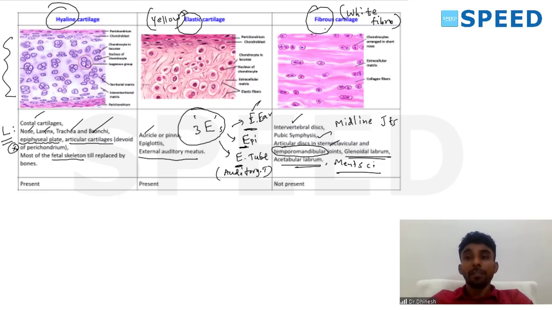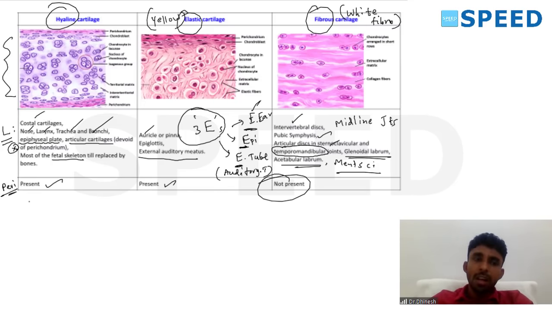All are made up of fibrocartilage. Right? Yes. Now coming to the presence or absence of perichondrium. Perichondrium we have studied already. Perichondrium is present in hyaline and elastic cartilage only. It is absent in fibrocartilage.